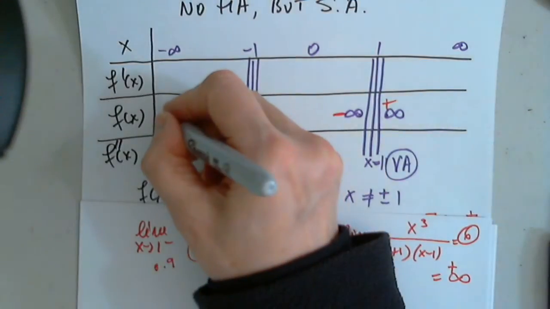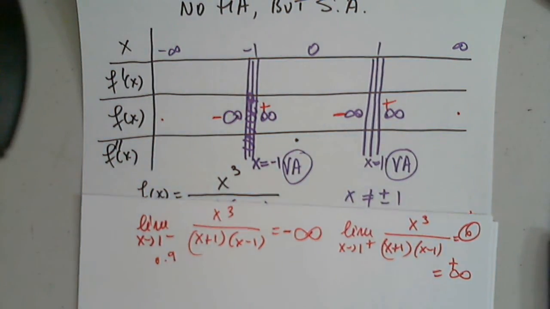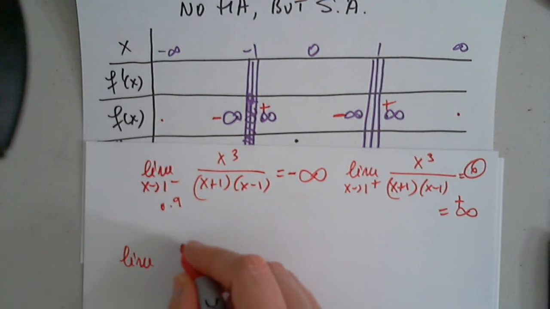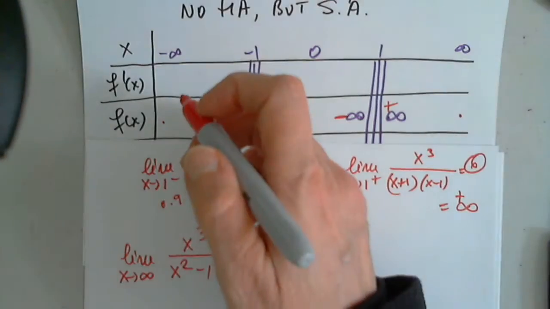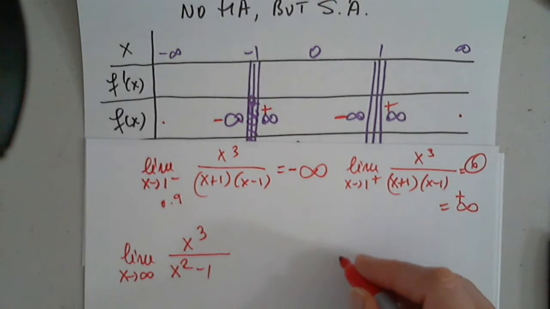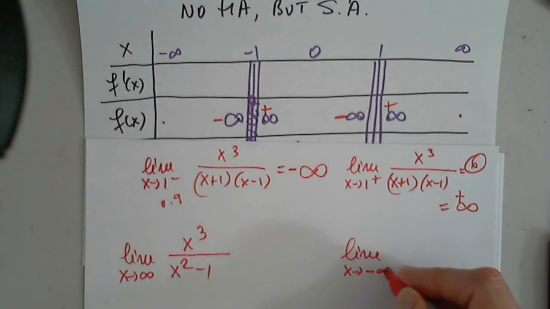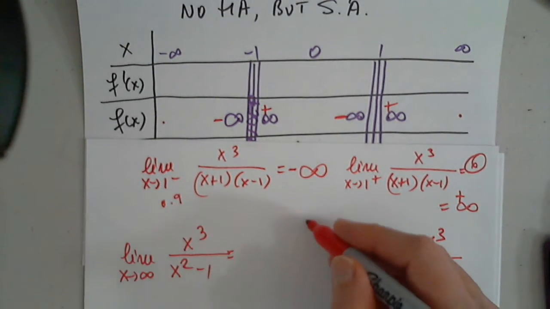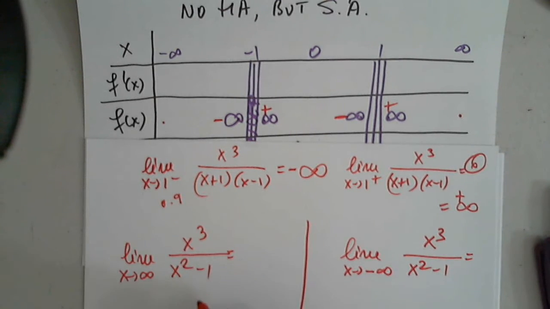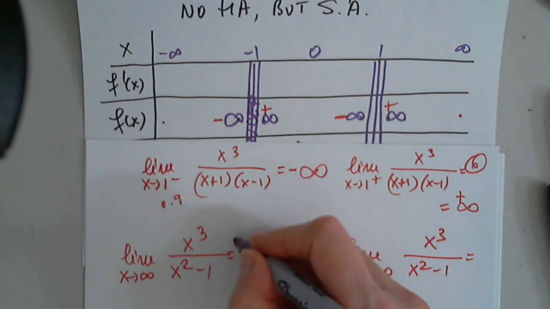Good. Okay, now we need this. So we want limit of x to the third over x squared minus 1 as x approaches infinity, but this time I'm going to keep it as is. Let's start with negative infinity first. It doesn't matter. I'm going to write it here. X approaches negative infinity, x cubed over x squared minus 1. How do we start? How do we determine this limit? Yes, plug it in. So where does the numerator go?